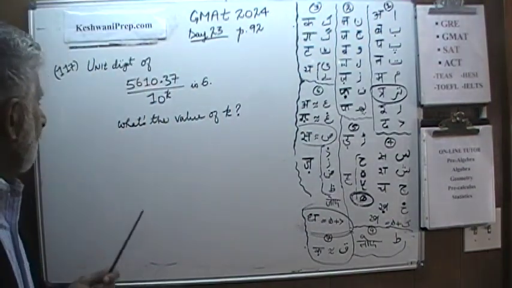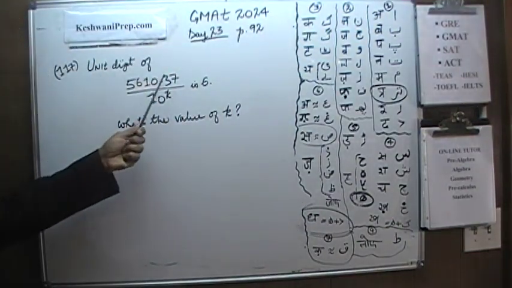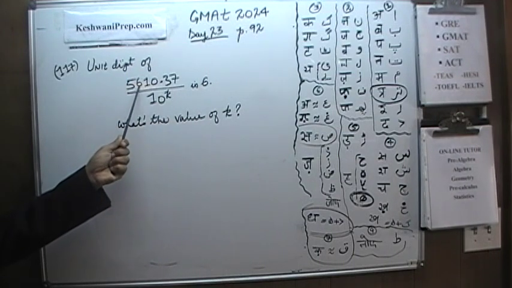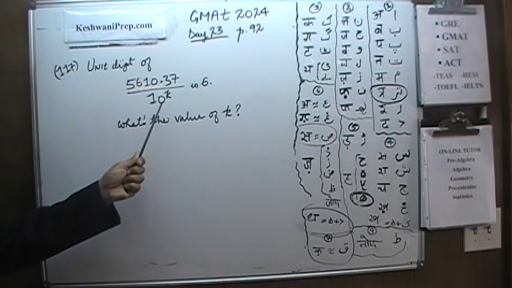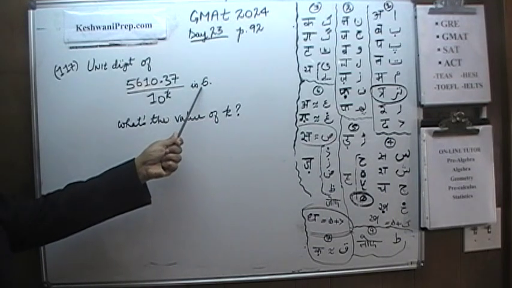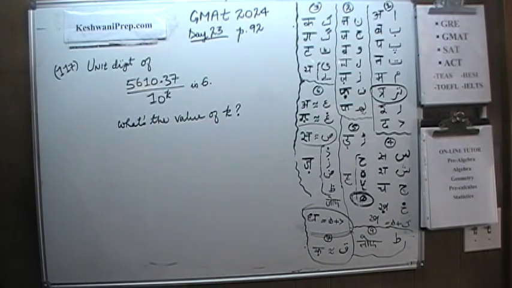Here we go. We are told that the unit digit of this quantity, 5610.37 divided by 10 raised to k, is 6. The question simply is, what's the value of k? Go ahead, do it yourself.